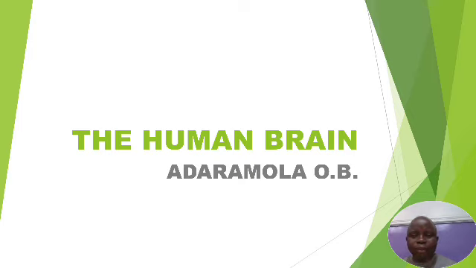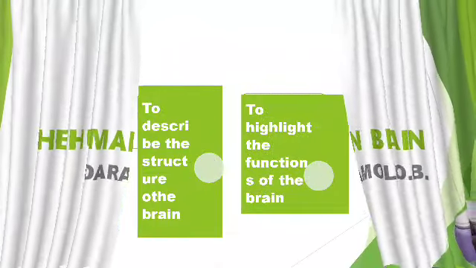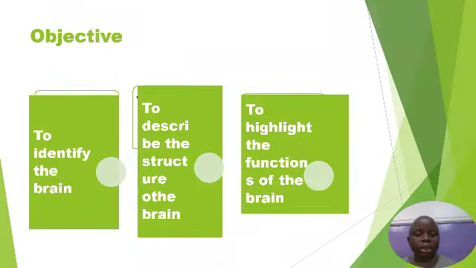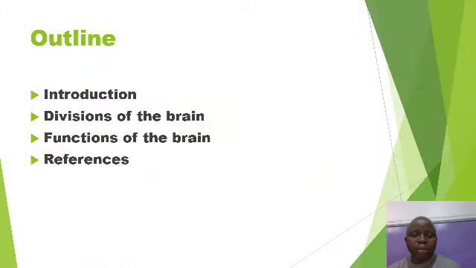I have my objectives here. The first objective on the list is to identify the brain as an organ. The second objective is to describe the structure of the brain, and the third objective is to highlight the functions of the brain. I have my outline: the introduction, divisions of the brain, functions of the brain, and my references.